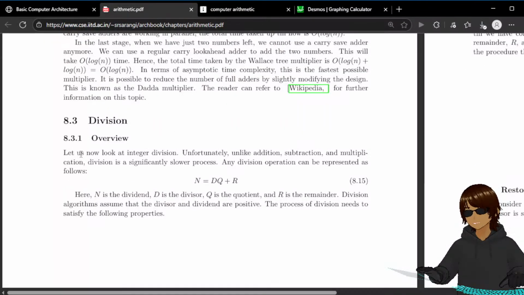So let us now look at integer divisions. Unfortunately, unlike addition, subtraction, and multiplication, division is a significantly slower process. Any division operation can be represented as follows: n is equal to dq plus r. Here n is the dividend, d is the divisor, q is the quotient, and r is the remainder.